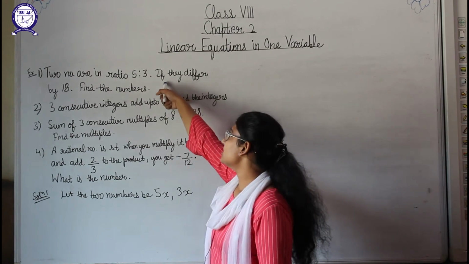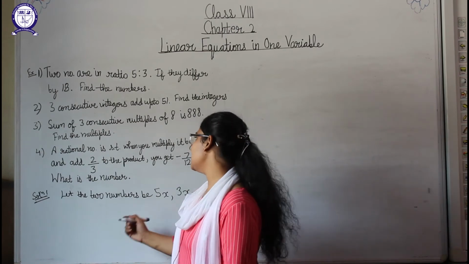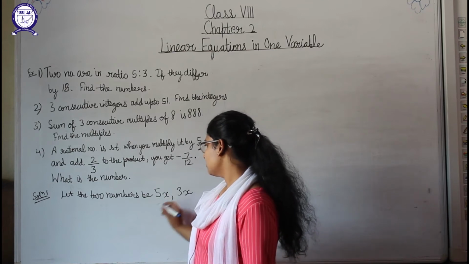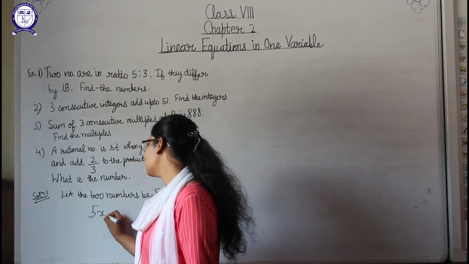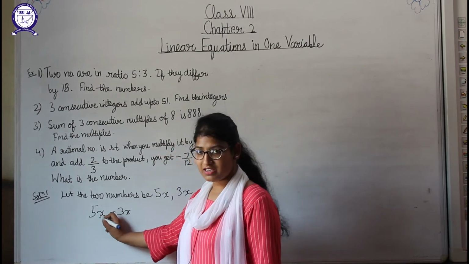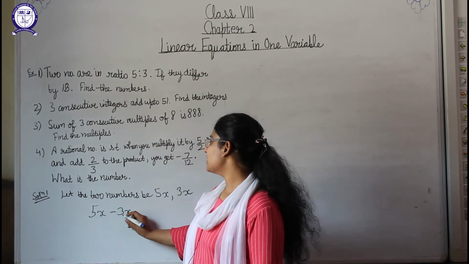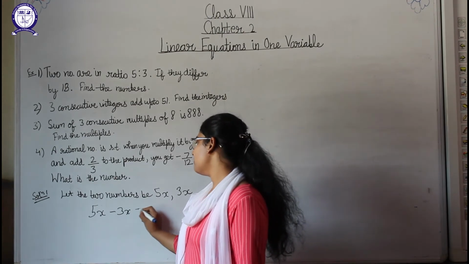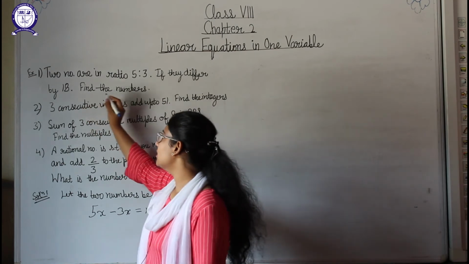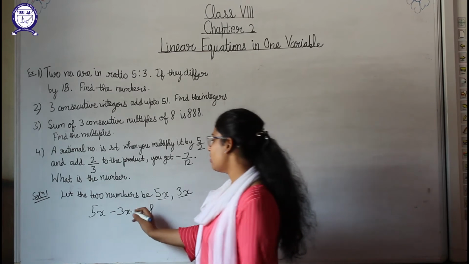Okay, now it is given that they differ by 18, which means their difference is 18. Okay, so we will subtract 5x minus 3x. Why have I taken 5x first? Because it will be the higher value and 3x the lower value, meaning 5x will have the greatest value and 3x will have the smallest value. So if we subtract them, we will get 18 because it is given that they differ by 18. Now we have to find the numbers. It means we have to find these two numbers. Okay. Now we will solve this.